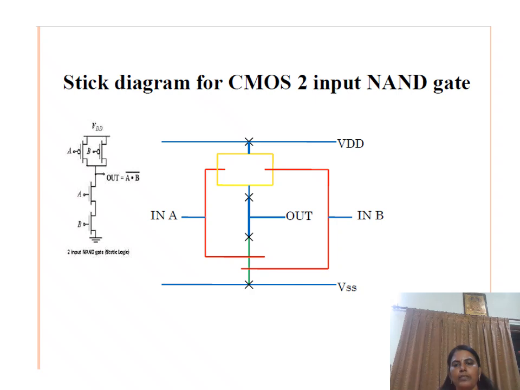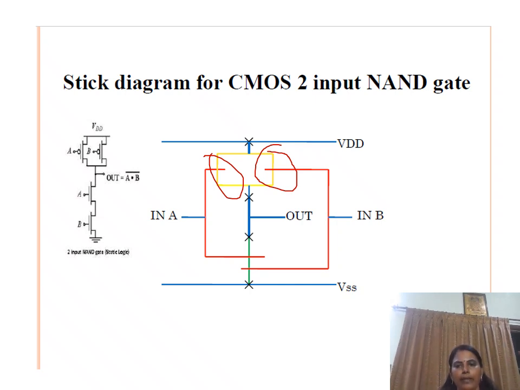To represent PMOS, we need a yellow color. So this yellow color represents the P diffusion. Here the green color represents the N diffusion. Then on the top, A and B are connected in parallel. So we have to make a connection like this. So this transistor and this transistor are both connected in parallel. This is our PUN network.